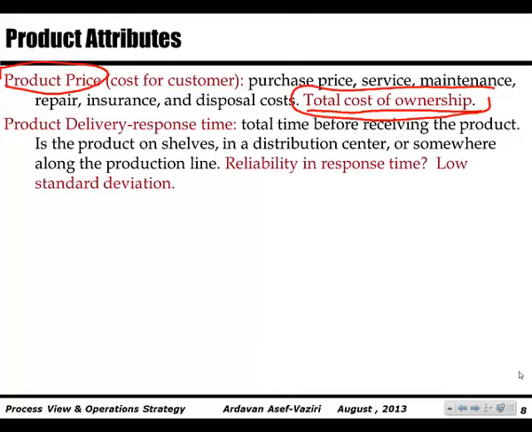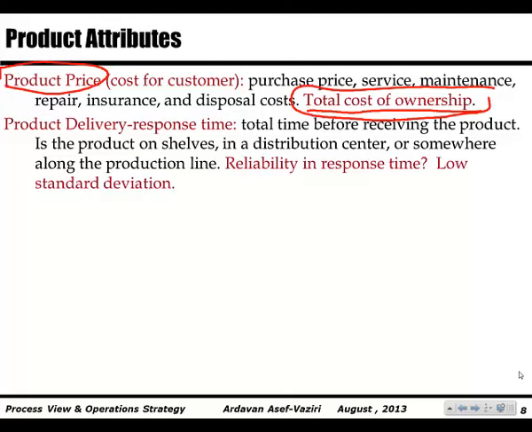The second dimension of product attributes is delivery time. From the time that the customer orders the product or registers for the service until it actually gets that product or service. Is the product on the shelf? He can immediately take it. Is it in a distribution center or somewhere along the production line?